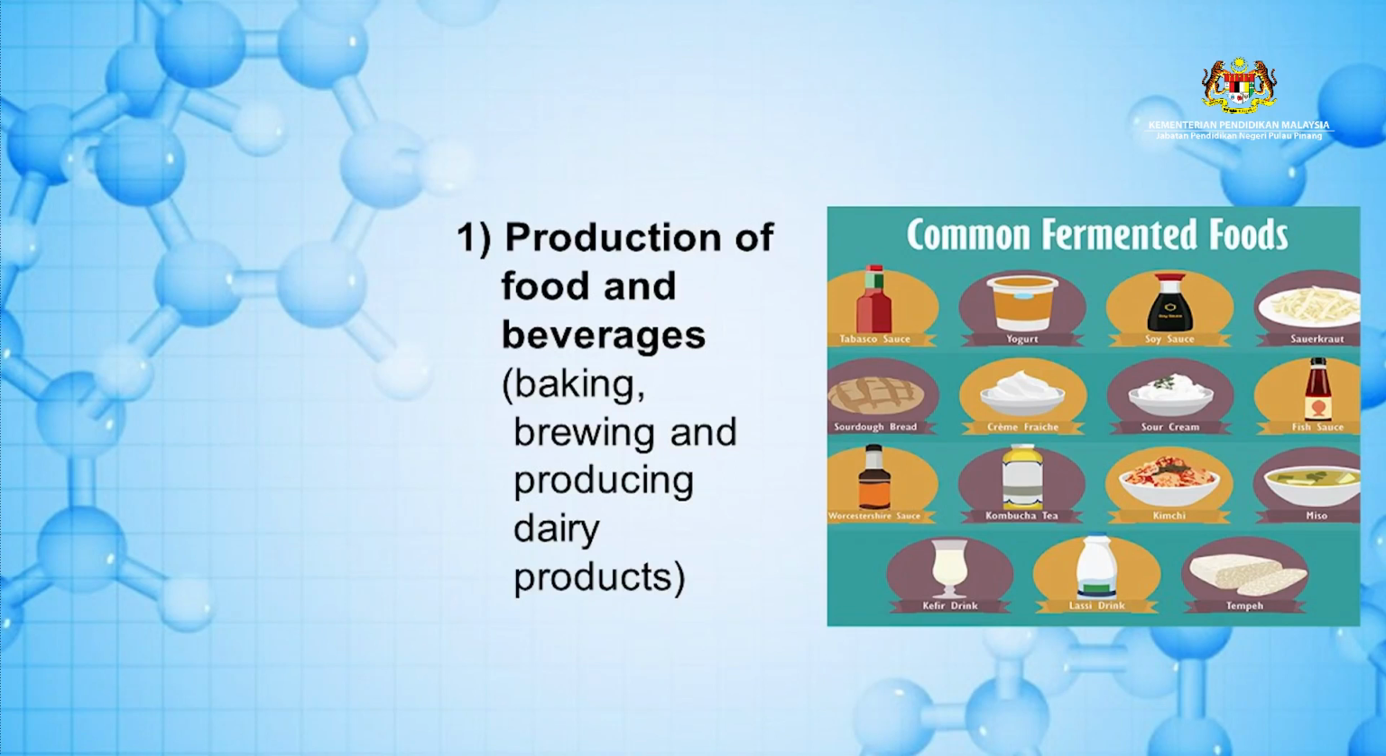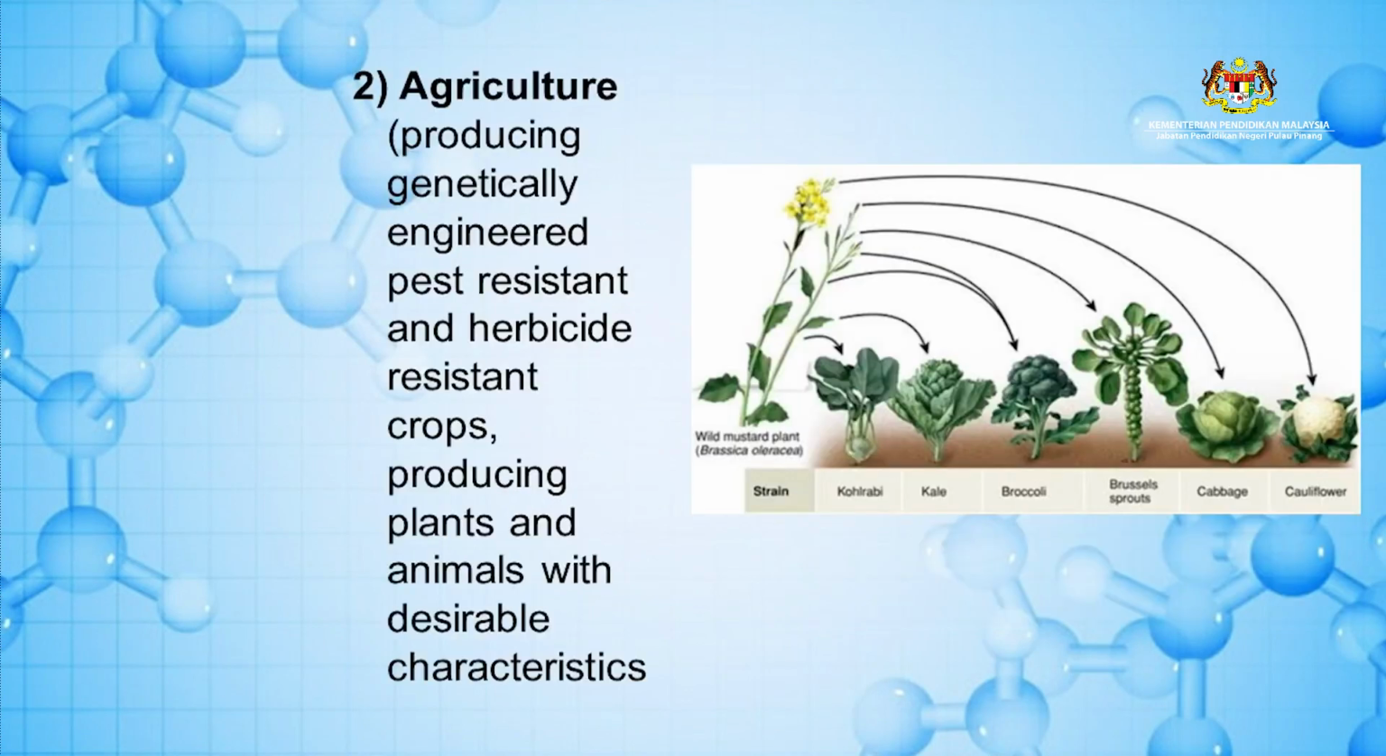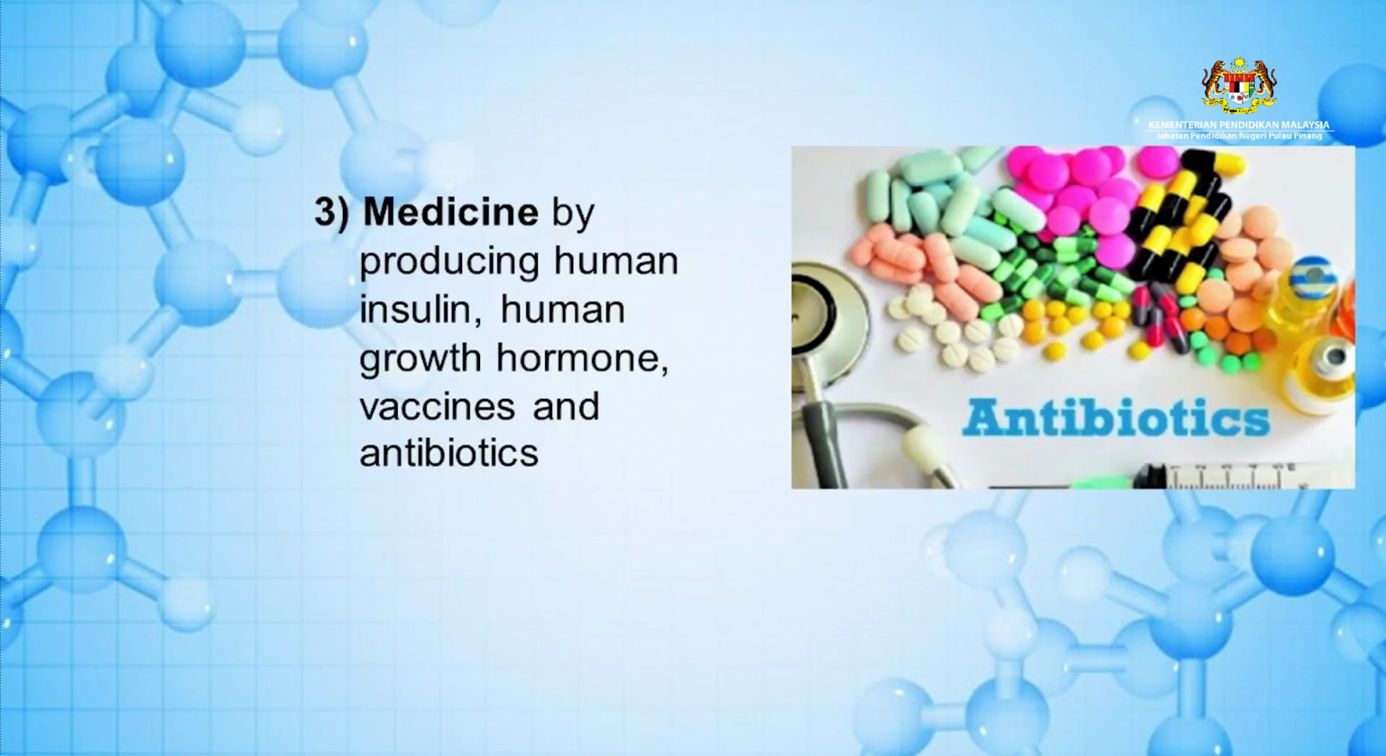As shown in the illustration, microorganisms are used in the production of food and beverages such as lassi drink and sourdough bread through the fermentation process. Next, let's look into the usage of biotechnology in agriculture. Let us see how wild mustard is genetically modified into various vegetables such as broccoli and cabbage. As for the role of biotechnology in medicine, it is used in the production of human insulin, human growth hormones, vaccines, and antibiotics.